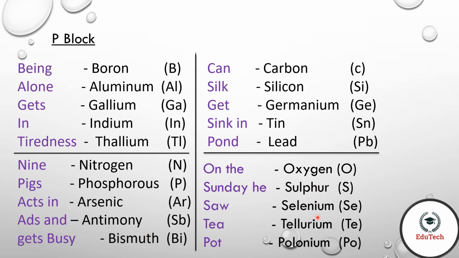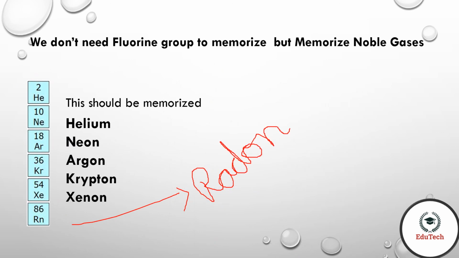Oxygen, sulfur, selenium, tellurium, and polonium. On a Sunday, he saw a teapot. On represents oxygen, Sunday represents sulfur, saw represents selenium, tea represents tellurium, and pot represents polonium. We don't need to memorize the halogens. Sorry, halogen is also called fluorine group. To memorize, because it is necessary for higher education, not for now.